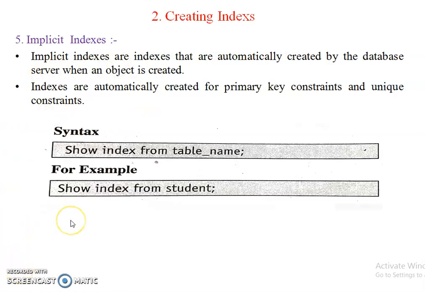Now there are a total of 5 types of indexes that you can create: single column index, composite index, unique index, then implicit index.